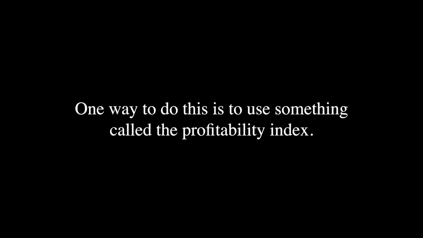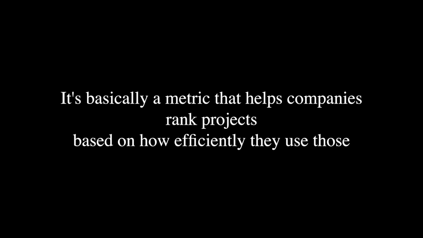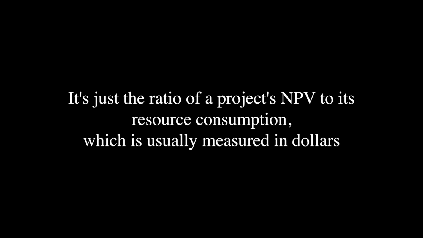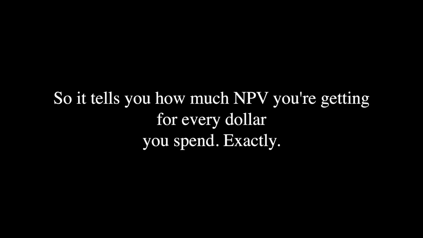Now, what about those situations where companies can't fund every promising project because they have limited resources? How do they handle that? That's a very real challenge. Companies have to prioritize and allocate their capital wisely. One way to do this is to use something called the profitability index. The profitability index, what is that? It's basically a metric that helps companies rank projects based on how efficiently they use those scarce resources. Okay, how does it work? It's pretty simple. It's just the ratio of a project's NPV to its resource consumption, which is usually measured in dollars invested. So it tells you how much NPV you're getting for every dollar you spend. Exactly.